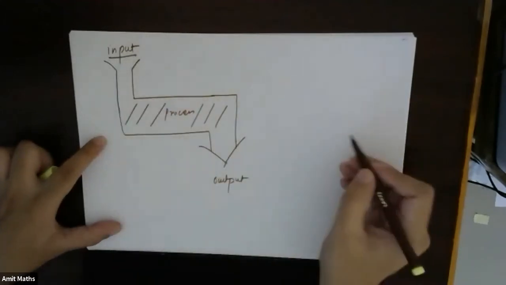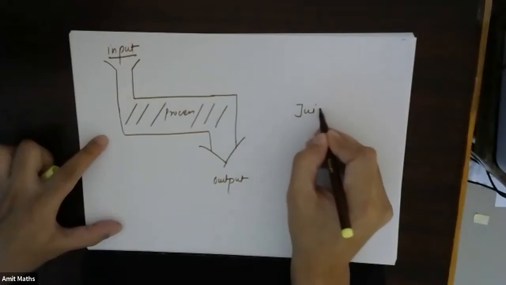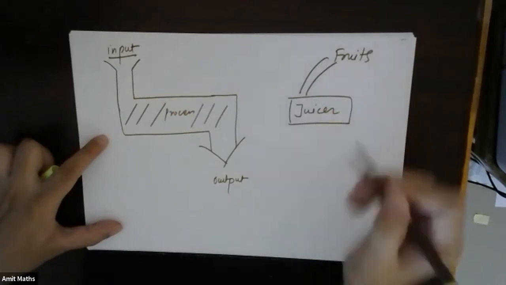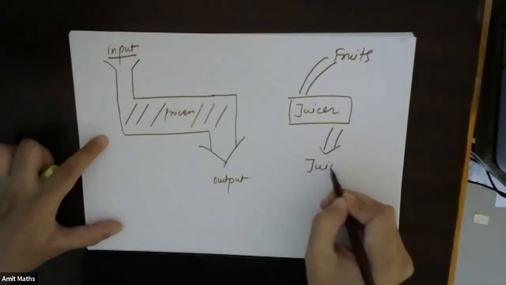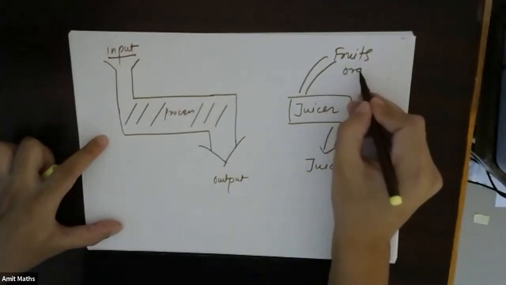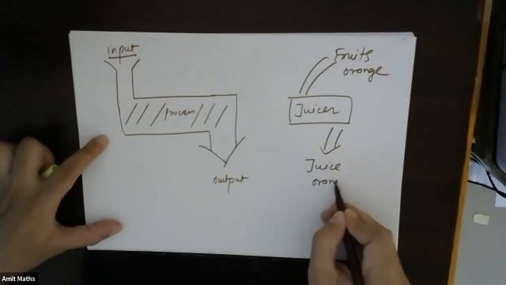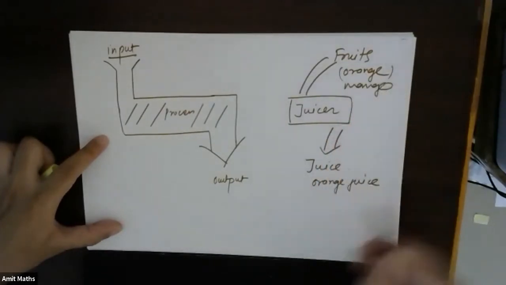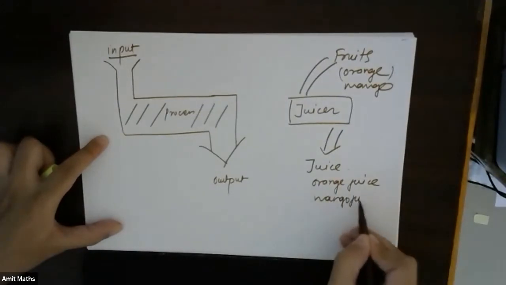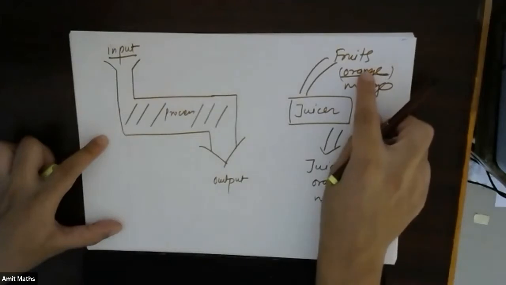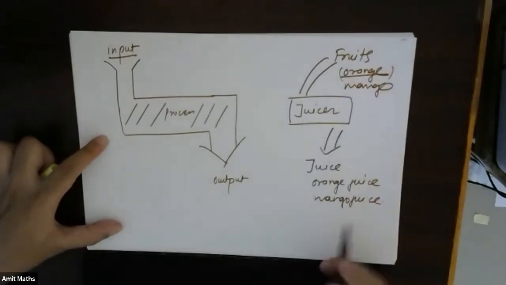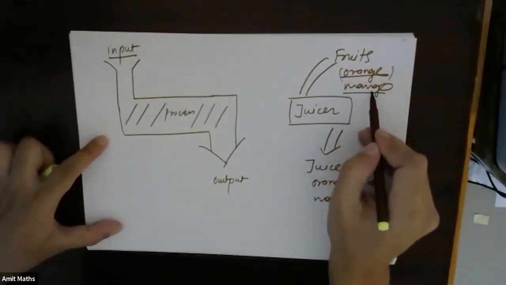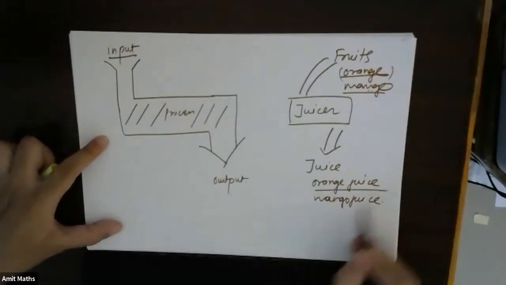For example, if we have a mixer, a juicer, and we put fruits in it, I will get the juice of that particular fruit. Suppose I have an orange, it will give me orange juice. If I have a mango, it will give me mango juice. If I put in an orange, it will never give me mango juice. If I put in a mango, it will never give me orange juice. Whatever input I give, according to that input, I get the output.